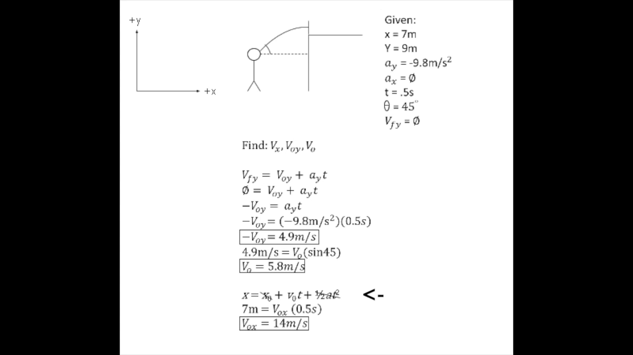And because he's again throwing it 7 meters and there's no acceleration in the x direction, the initial velocity in the x direction and the final velocity is 14 meters per second. Because Jackson throws the ball at a 45-degree angle and the initial velocity in the y direction is 4.9 meters per second, we know that the initial velocity of the football when thrown up is 5.8 meters per second.